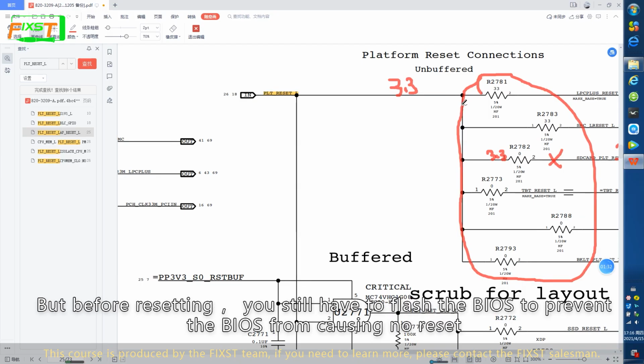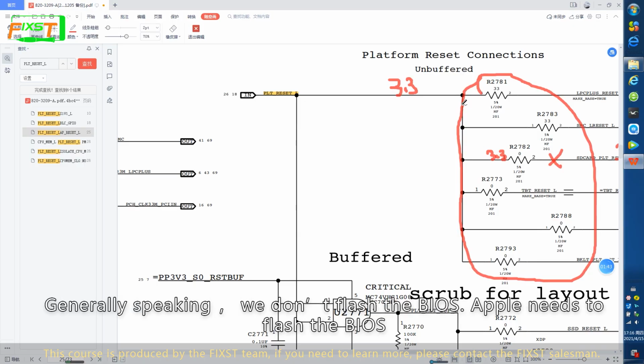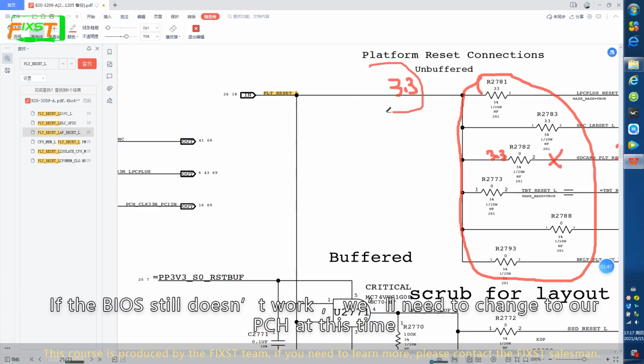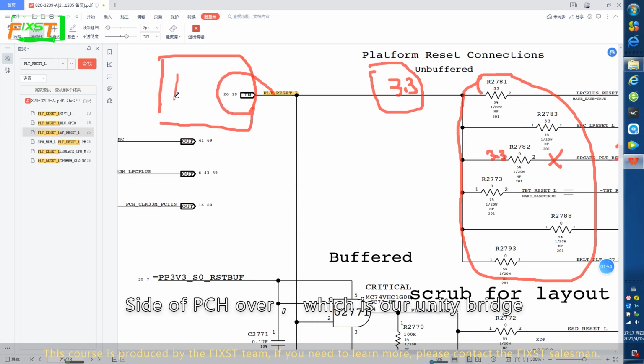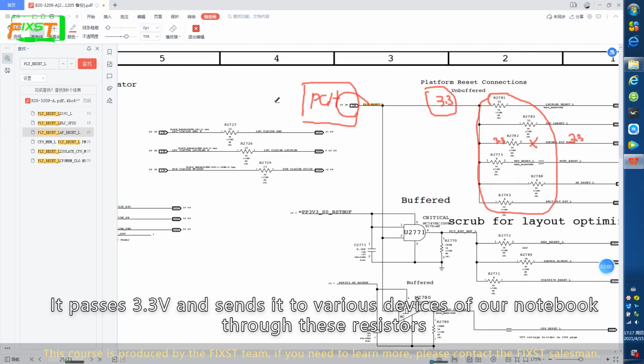But before replacing it, you will still have to flash the BIOS to prevent the BIOS from causing no reset. For Apple laptops, like Windows laptops without reset, generally speaking we don't flash the BIOS for Windows, but Apple needs the BIOS flashed. If the BIOS still doesn't work, we need to change our PCH this time. The PCH side is our Southbridge. It passes 3.3 volt and sends it to various devices of our notebook through these resistors.